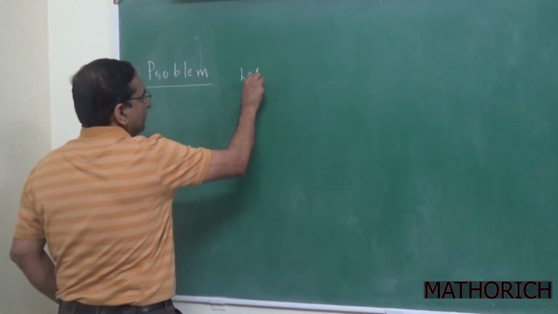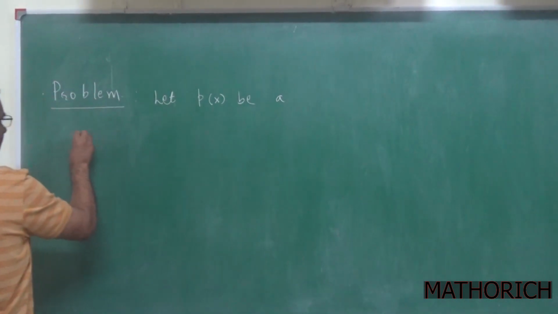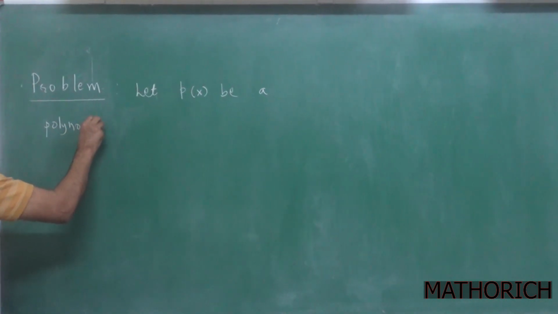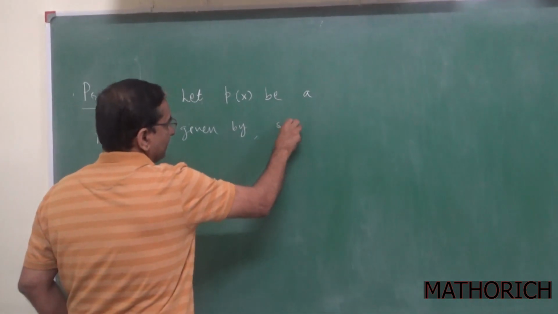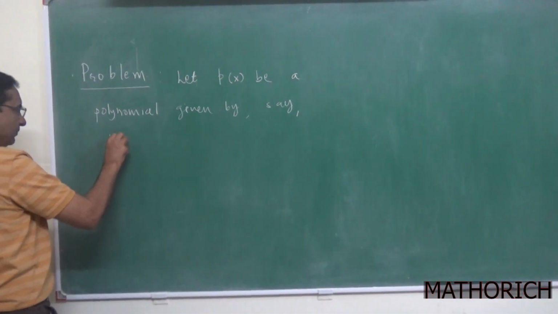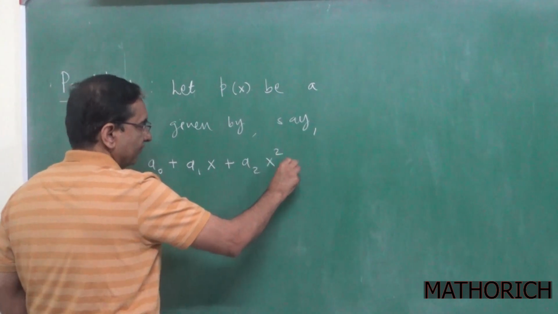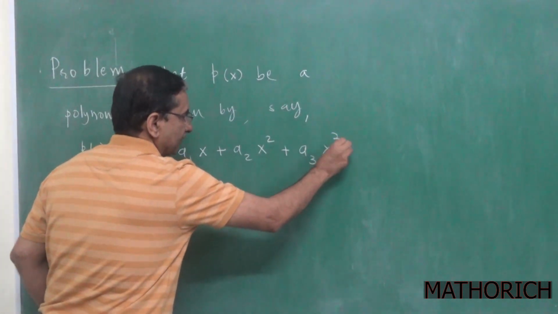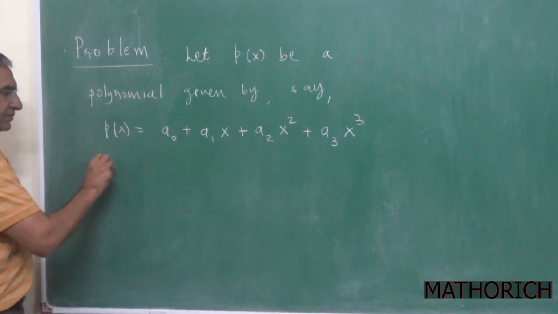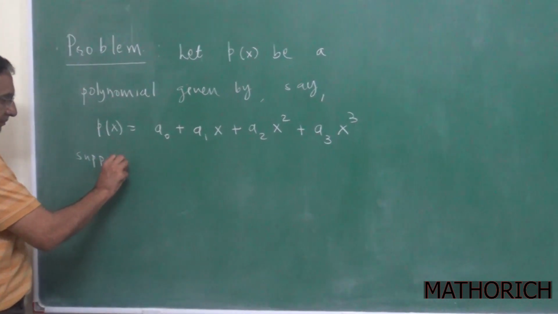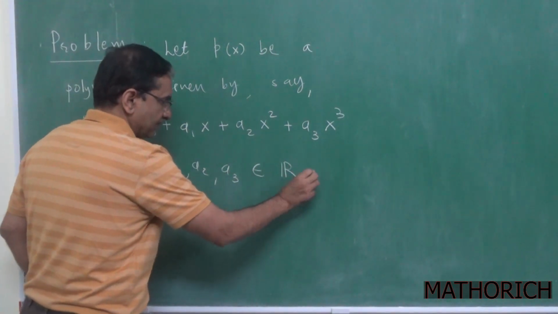So let P(x) be a polynomial given by P(x) equal to a0 plus a1x plus a2x square plus a3x cube. Okay. So this is a cubic polynomial, and let us assume that the coefficients are real. So suppose all these a0, a1, a2, a3 are real numbers.